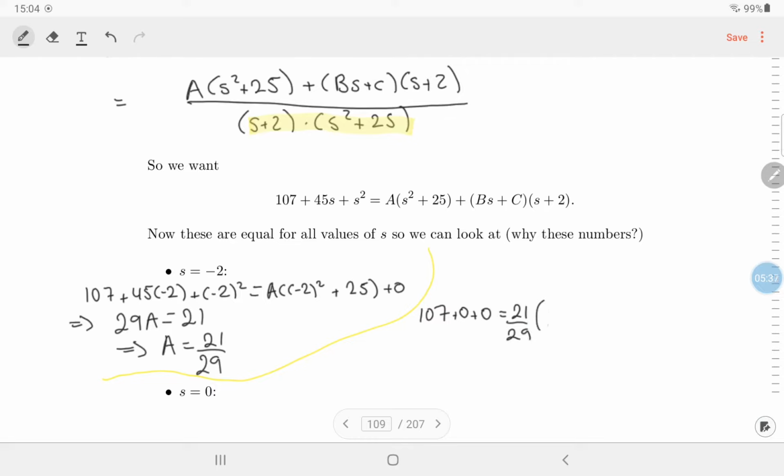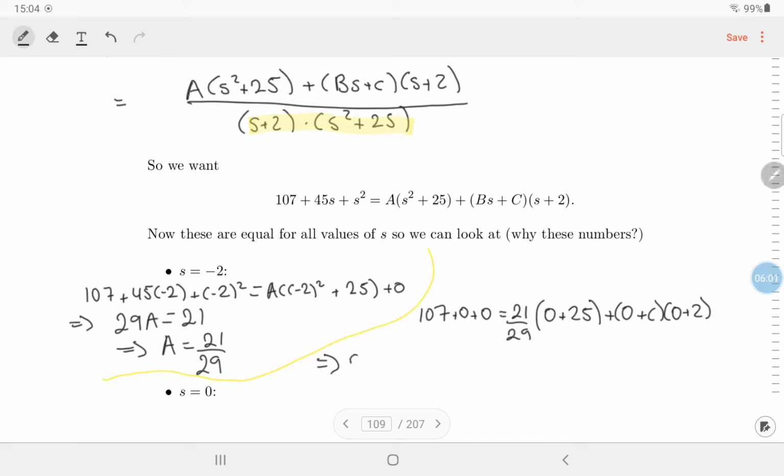0 squared plus 25, which is 0 plus 25. Plus b times 0 is just 0, so we'll write it in there. 0 plus c times 0 plus 2, say. And this is good because this is an equation in c alone. So working on the right hand side, I have the 0 plus c is c, 0 plus 2 is 2.